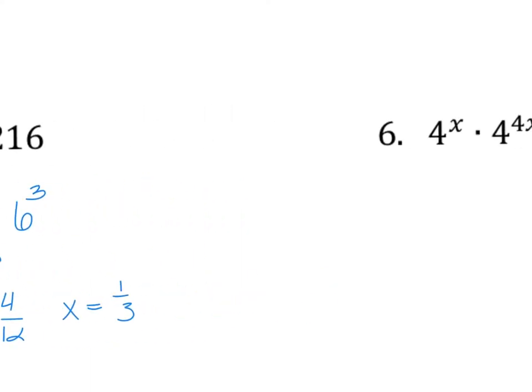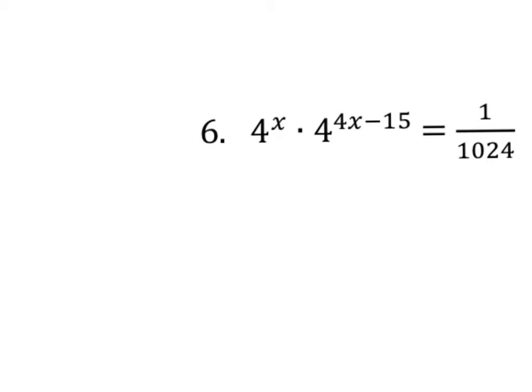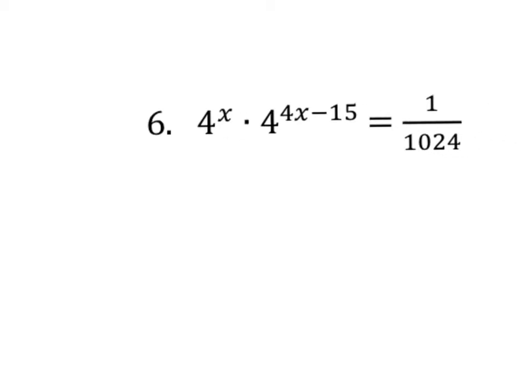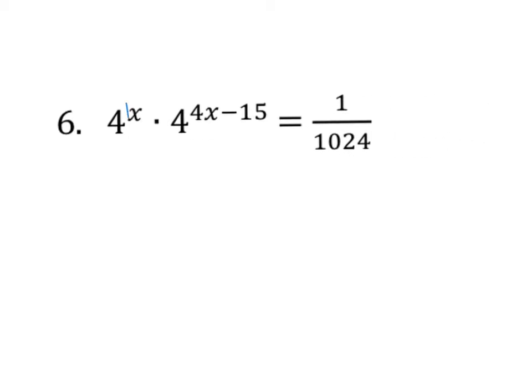Okay, take a look at 6, and we'll finish off this section. So when we're multiplying, we're going to add our powers. And so we have these like terms, 1x and 4x, gives us 5x. And then 15 is not a like term, so we'll just keep it separate. And then we have 4 to the negative 5 power, again, because we're looking at that as a fraction.